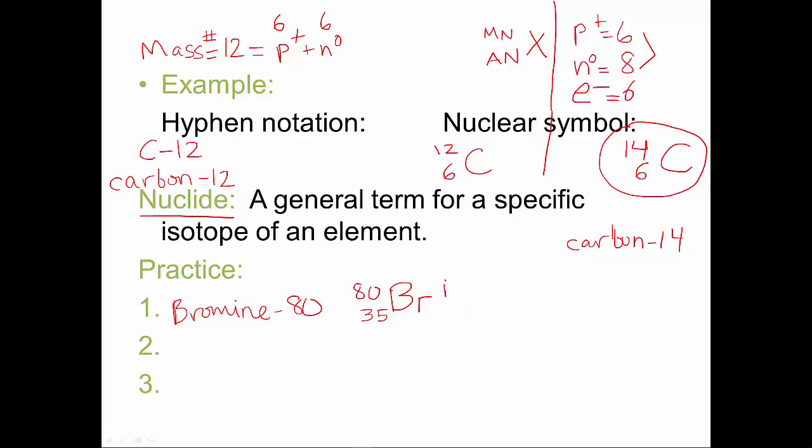If we break it down further into protons, we have 35 due to the atomic number. Electrons, if this is neutral, there's also 35, same as the protons. Neutral means no charge. And then neutrons, you would do mass number minus the atomic number here, which would be 45. How about carbon-13?